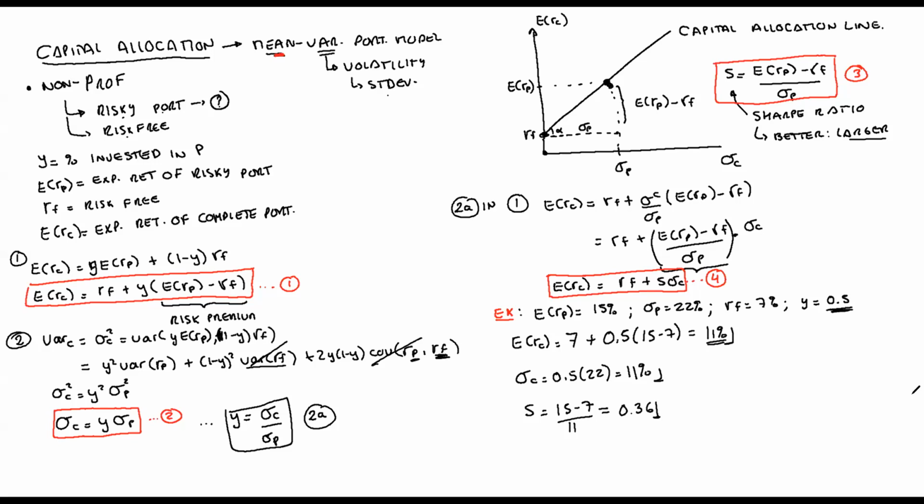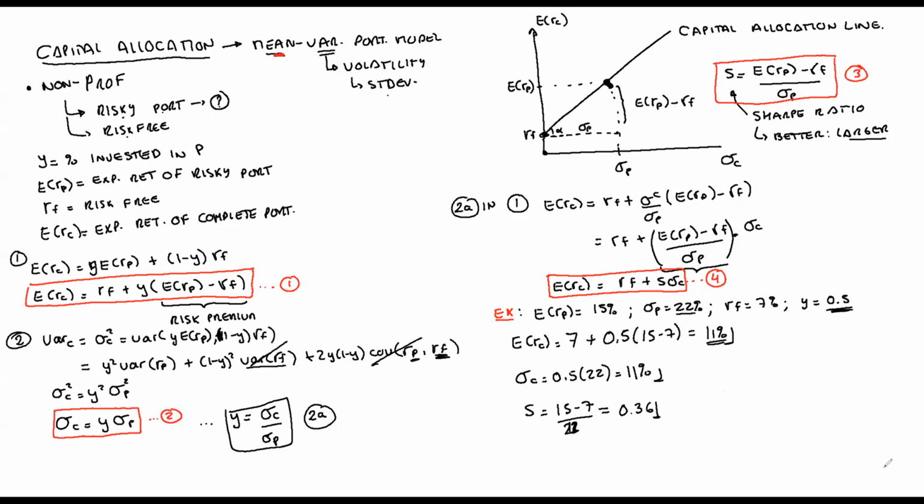Sorry, Prof. Is it 11 or 22 in the denominator? Oh, yeah. Where? Oh, here. Is this one here? Good catch, man. So what is this one then? No, it's still 0.36. Yes, it is 22. I'm using the sigma p, guys. Correct.